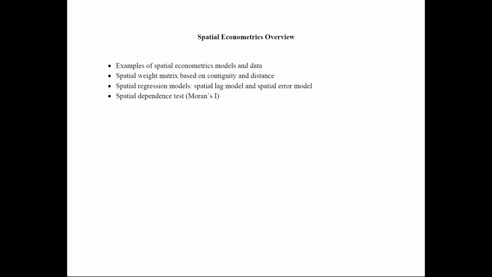What we will do in this video clip is, first, I will provide a few examples of the spatial econometrics models and the data that we use. Second, I will talk about the spatial weight matrix, which is a very important concept, and it could be based on contiguity or distance. Then I will talk about the spatial regression models, particularly the spatial lag and spatial error models. And finally, I will talk about the spatial dependence test, the so-called Moran's I.